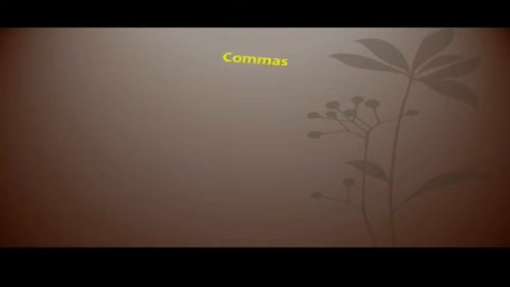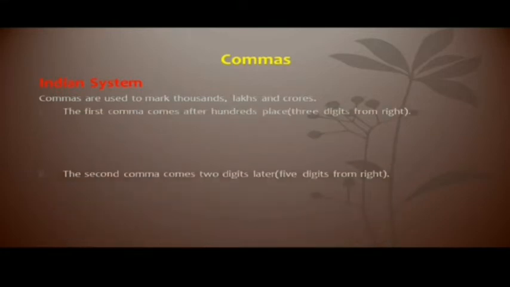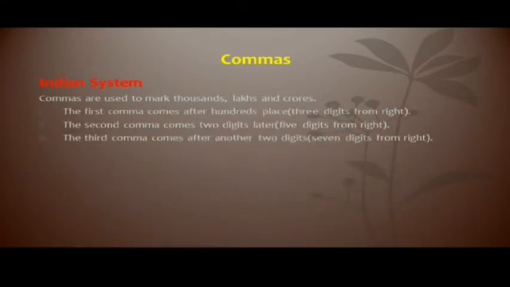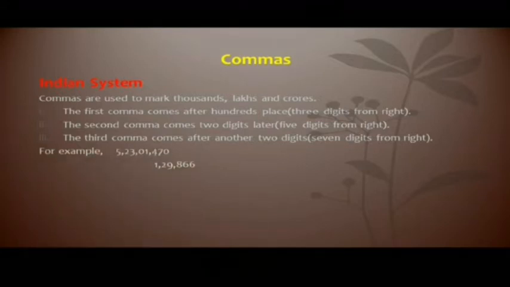Then come the commas. In the Indian system, commas are used to mark thousands, lakhs and crores. The first comma comes after 3 digits from the right, the second comma comes after 2 digits more, that is 5 digits from the right, and the third comma comes after another 2 digits, that is 7 digits from the right. For example, 5,23,01,470.